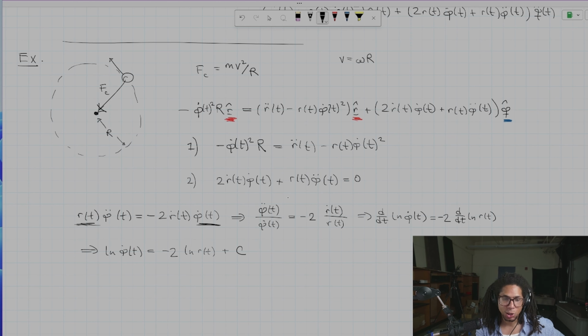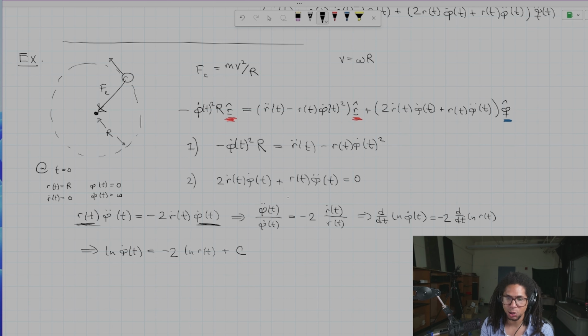Now, I'll need an initial condition in order to solve this system of differential equations, and I might as well use that initial condition now. Let's say that at time t equals 0, I'm going to have r of t equal to capital R, r dot of t equal to 0, phi of t equal to 0, and phi dot of t equal to omega. And we'll see what happens.